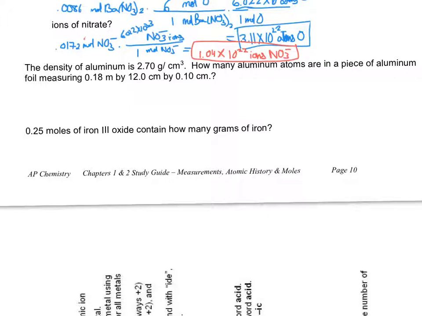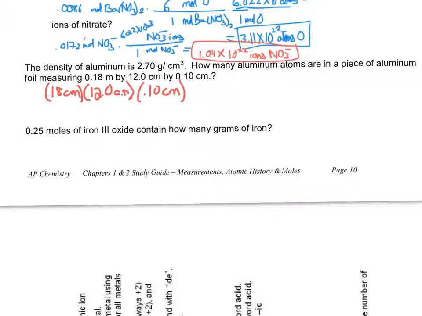So let's try that. So first, something that is bothering me here is the units are different. They give us one dimension in meters and two of them in centimeters. What do I want to convert to? Do I want to go to meters for all of them or centimeters for all of them? Well, you look at your other numbers that you're given, and the density is in centimeter cubed, so you want to convert all of them to centimeters. So this one will be converted to 18 centimeters. So 18 centimeters by 12 by 1/10th of a centimeter.